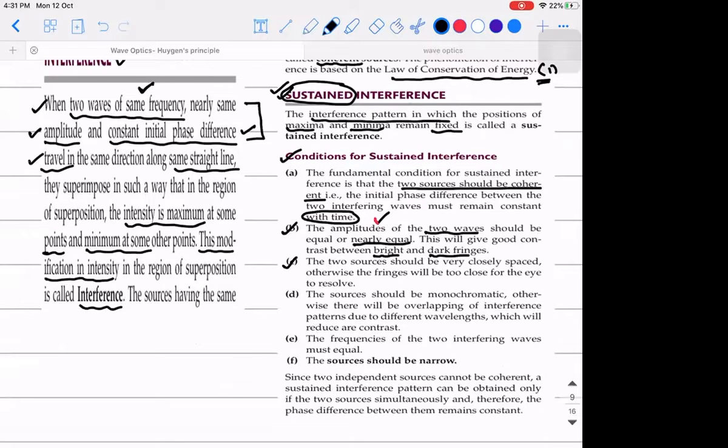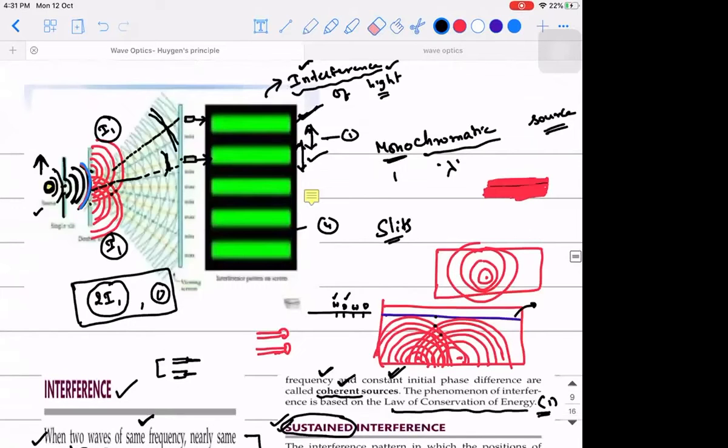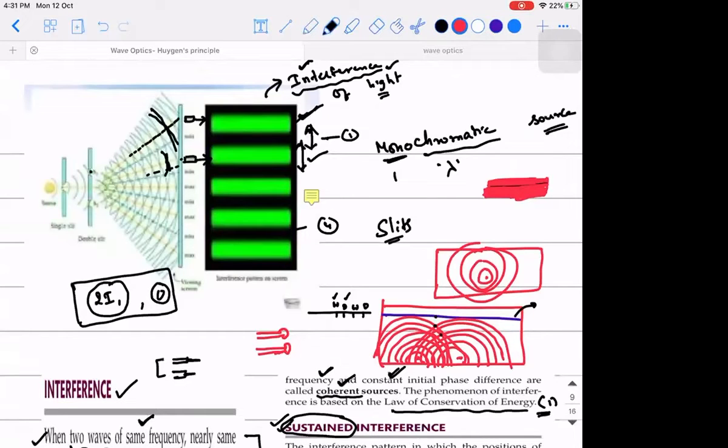Okay, so the two sources should be very closely spaced. See, I'm erasing everything. Please observe, guys. Since you have understood this, here, though we have only one source, why are we saying two sources? Because of two openings. We have actually broken it into two parts, right? This slit and this slit should be made in such a way that they are very close to each other.